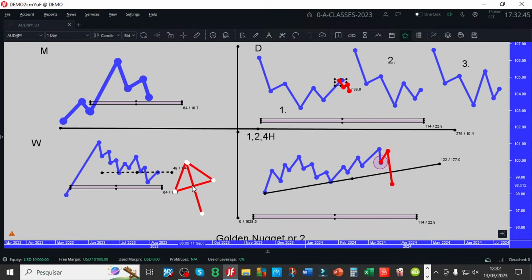Do you understand, everybody, how the daily was in an extension already, was extending, and strangely enough the daily was extending and the weekly was hitting the pivot point? So 1 + 1 + 1 is 3. Don't do this anymore.